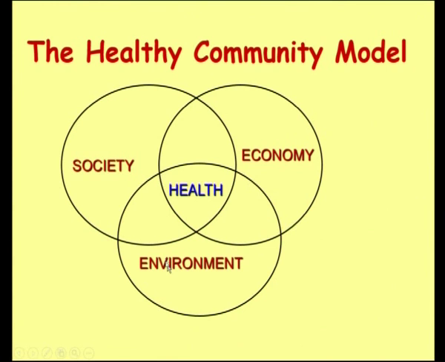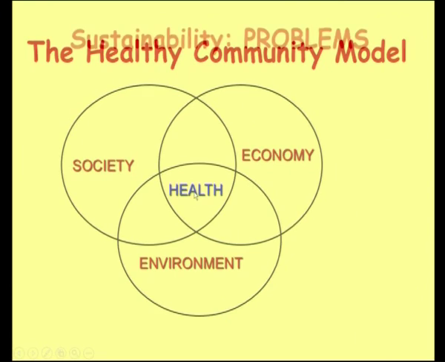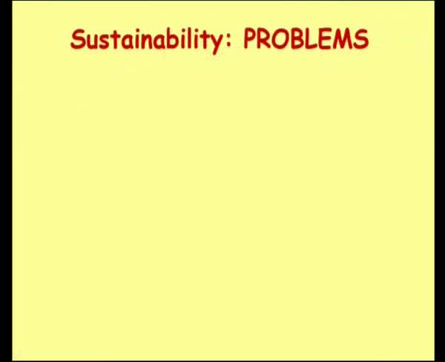And so, the health of the community, that can be represented by this diagram. The society, the economy and the environment, they are the three sides and their intersection, that is the health. And what are the problems in the sustainability? There are problems and there are solutions also.